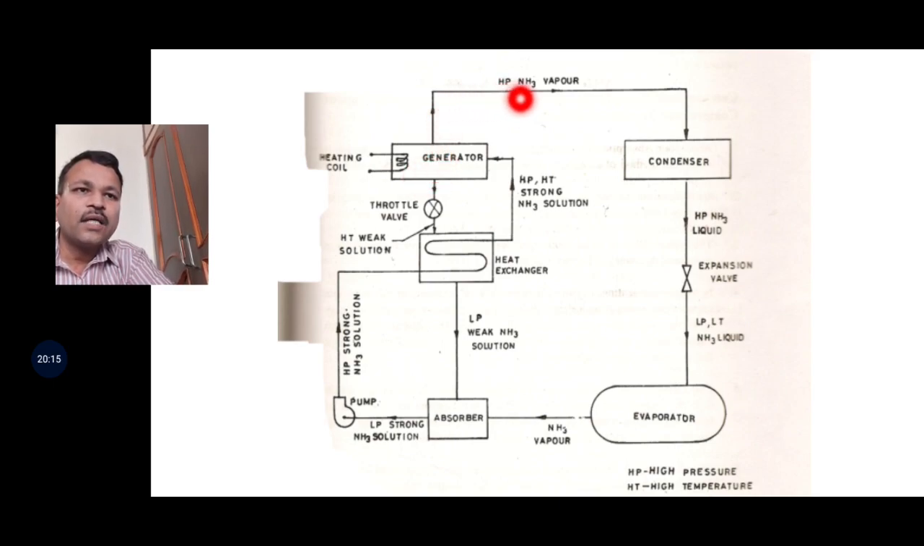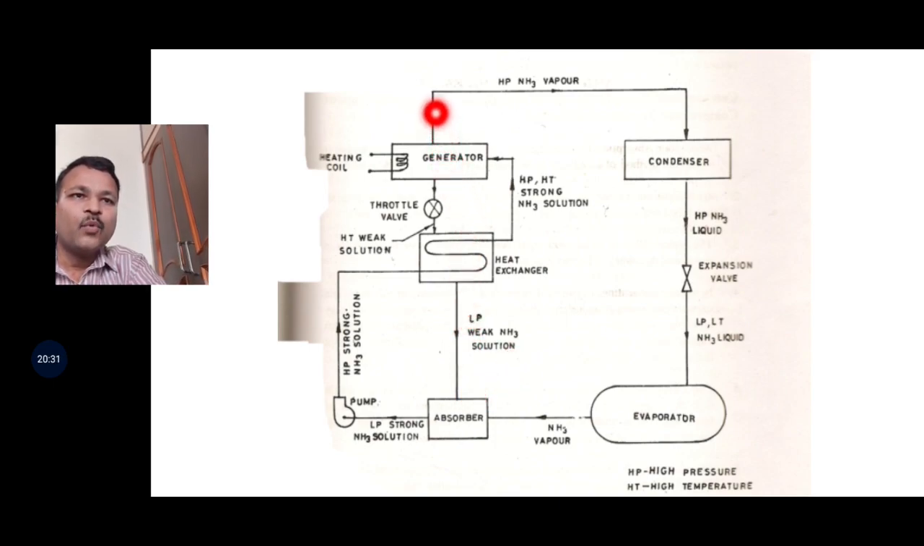When it comes out, ammonia vapor comes out, but the remaining ammonia liquid will be a low pressure weak solution. That solution will come to the absorber.